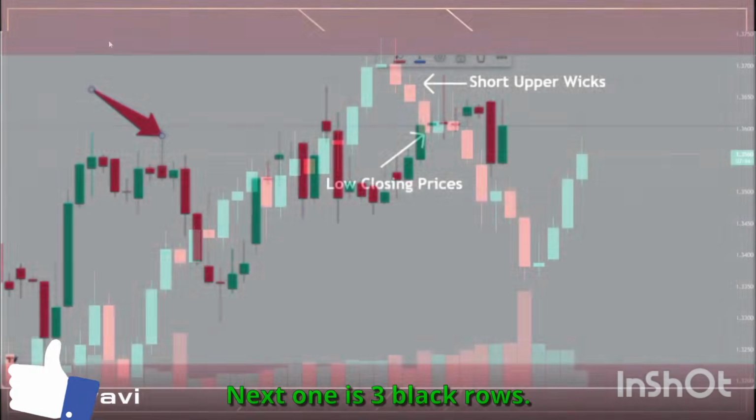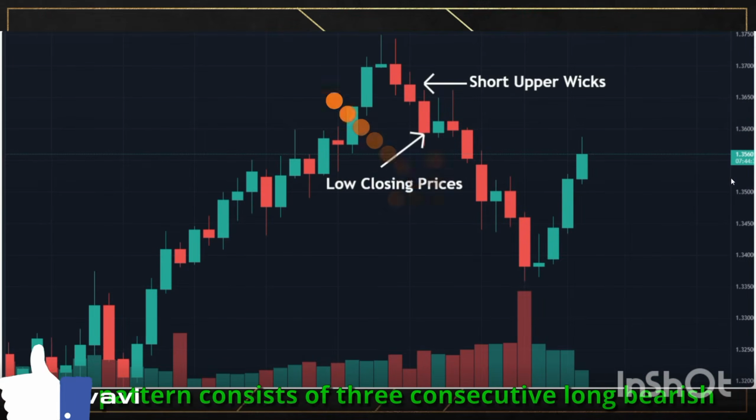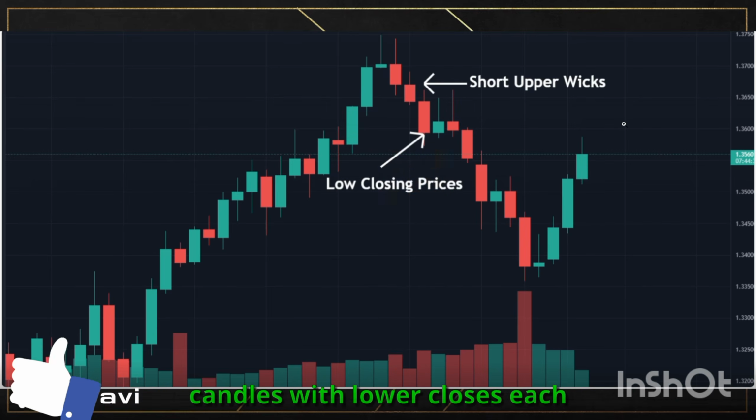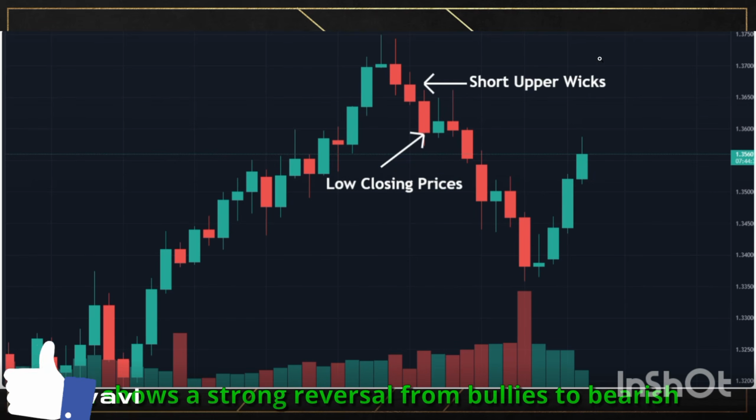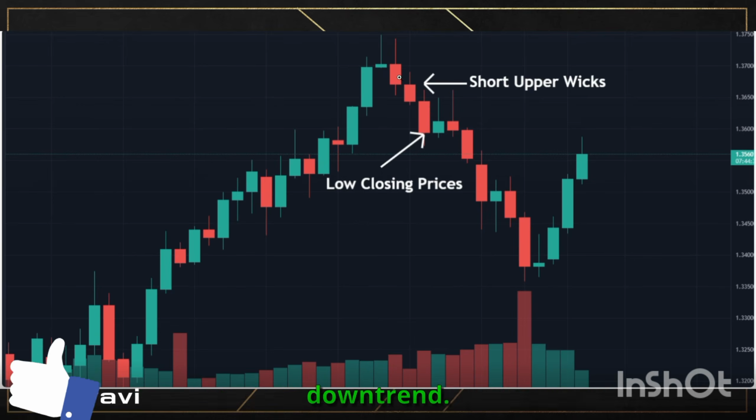Next one is three black crows. This pattern consists of three consecutive long bearish candles with lower closes each day. It shows a strong reversal from bullish to bearish sentiment, often confirming developing downtrend.